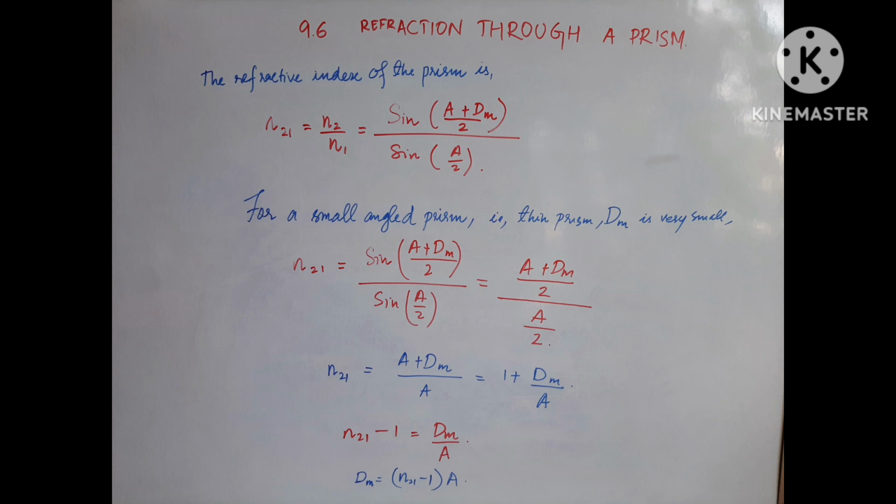This says that there is only a little deviation when we consider thin angles, thin prisms. So this is a useful relation for refraction through a prism.